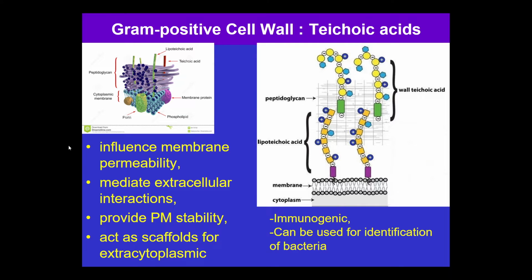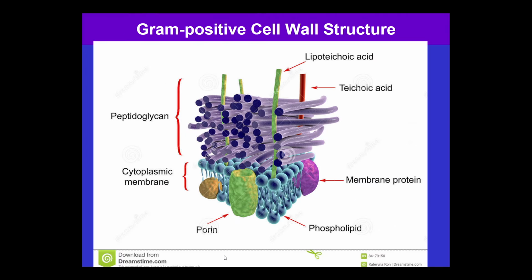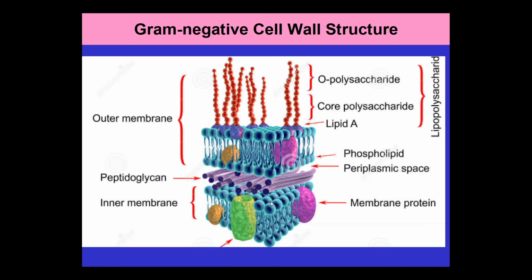And they are also, of course, important for bacteria because they influence the membrane permeability, mediate extracellular interaction, provide the cell stability in the environment, and also may act as scaffolds for extracytoplasmic proteins. Then overall this is the structure of gram-positive.